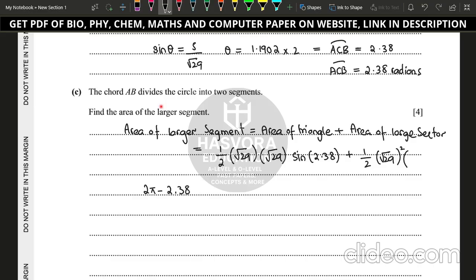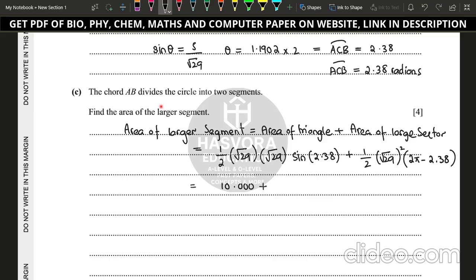Okay, this is going to be your theta. So let's place it here. Now let's calculate this. So the square root of 29 divided by 2 into sine of 2.38, and this will give you the value of 10.000.